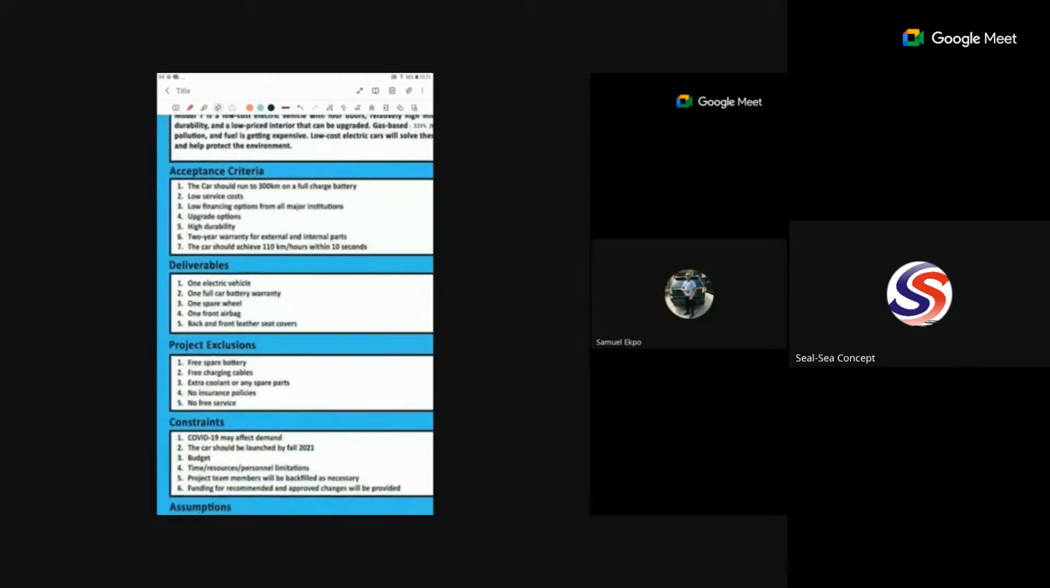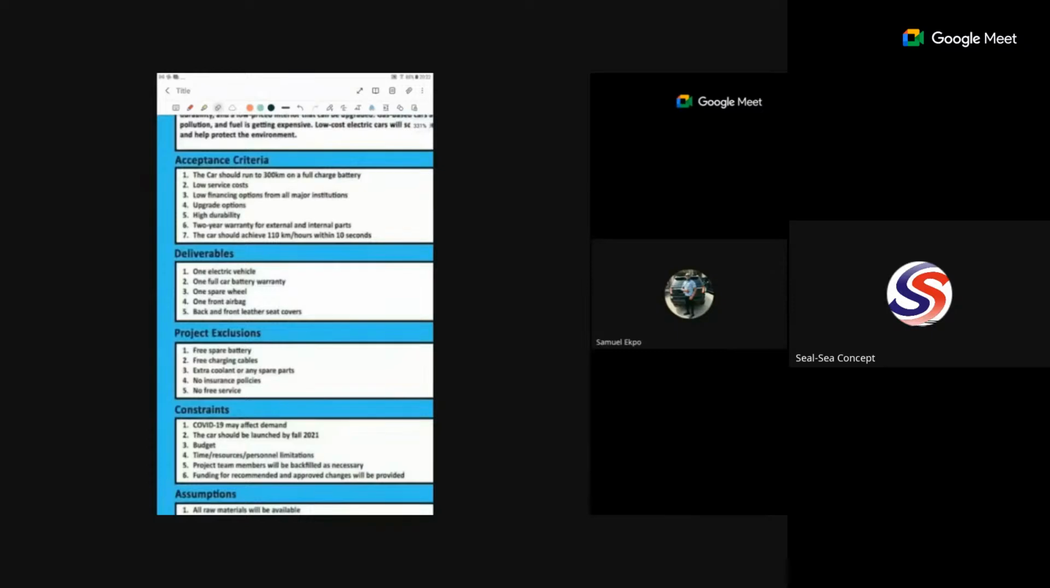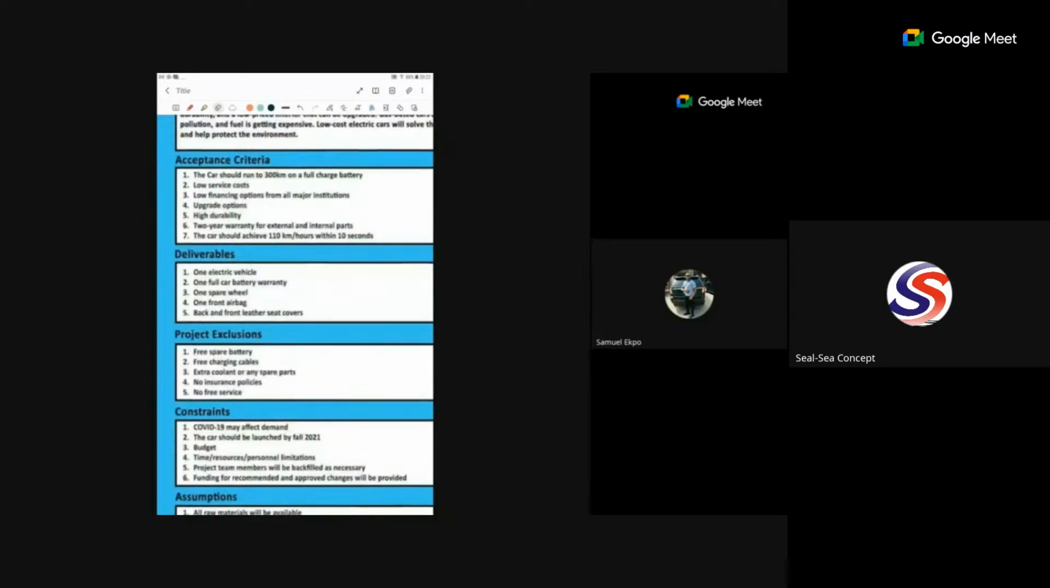And then in the scope statement, there is what we call acceptance criteria. What are the criteria that will make this customer or this project owner accept the project? Look at number 1. The car should run to 300 kilometers on a full charge battery. You can see, these are the things that the product you want to build must do. It must have a low service cost. That is, it must not cost too much for you to want to service.